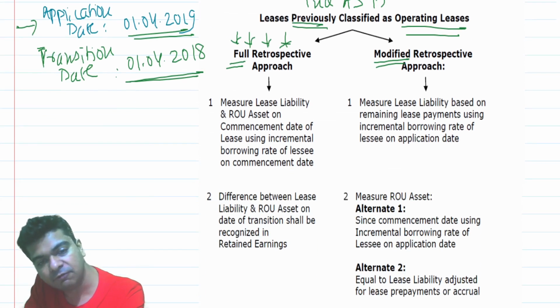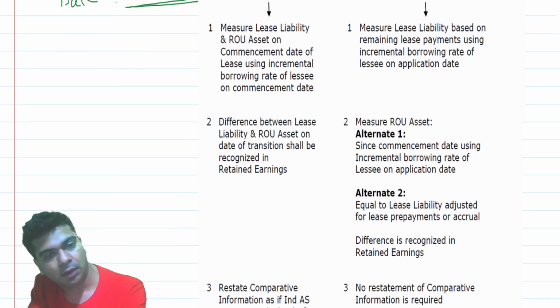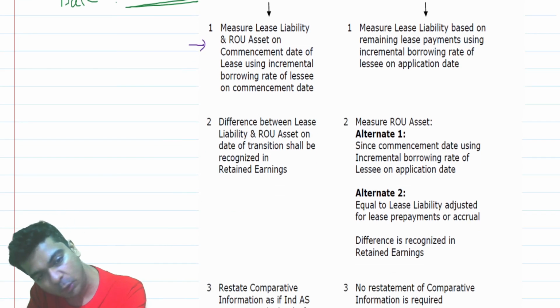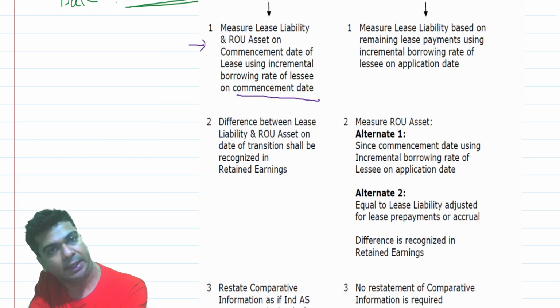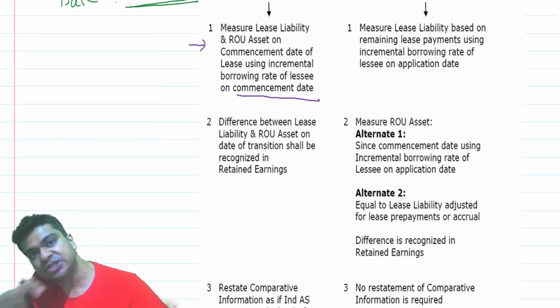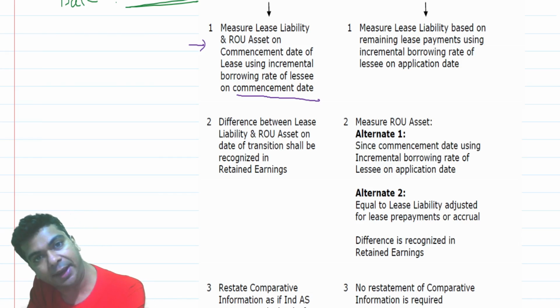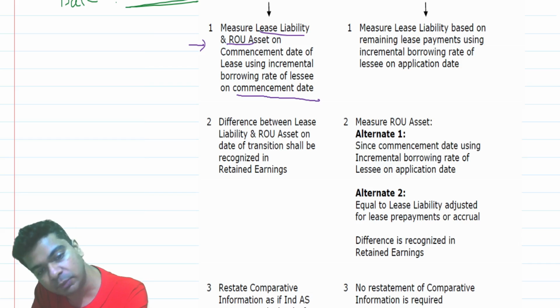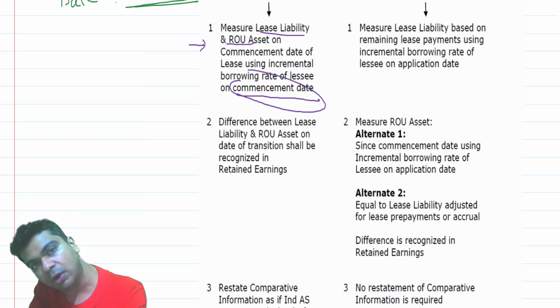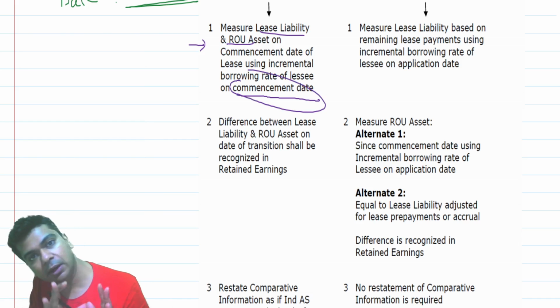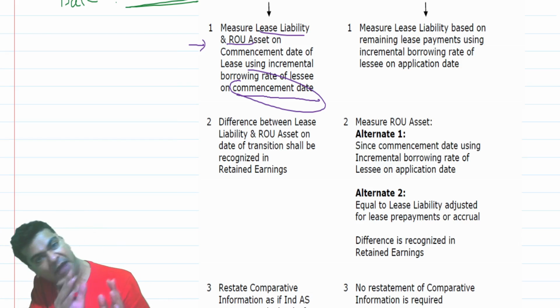So just see the way we will give effect to the full retrospective approach. The first thing: measure lease liability and ROU asset on the commencement date of the lease using the incremental borrowing rate of the lessee on the commencement date. Let us say you had entered into a lease transaction 5 years back. Then we are doing a full retrospective. So 5 years back, if you apply Ind AS 116, what will be the lease liability? What will be the ROU asset? For this, I will require a discount rate. The discount rate should be the incremental borrowing rate of the lessee on the commencement date. So 5 years back, what would be your incremental rate of borrowing? Use that as your discount rate. Measure the lease liability, measure the ROU asset. So this I will do 5 years back.